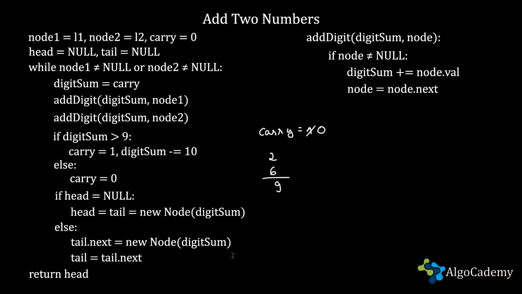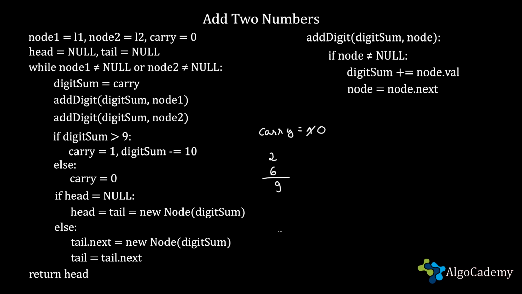And then of course, because right now I've created a new node and the link between tail and node, I will also set tail to tail next, to point to this lastly created node. In the end, after all of this finishes, I should return head.